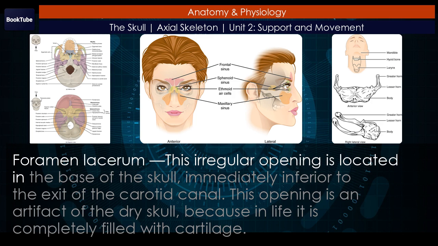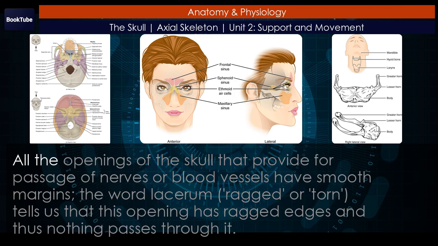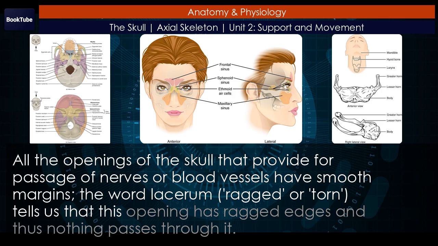Foramen lacerum. This irregular opening is located in the base of the skull, immediately inferior to the exit of the carotid canal. This opening is an artifact of the dry skull, because in life it is completely filled with cartilage. All the openings of the skull that provide for passage of nerves or blood vessels have smooth margins. The word lacerum, ragged, or torn, tells us that this opening has ragged edges and thus nothing passes through it.